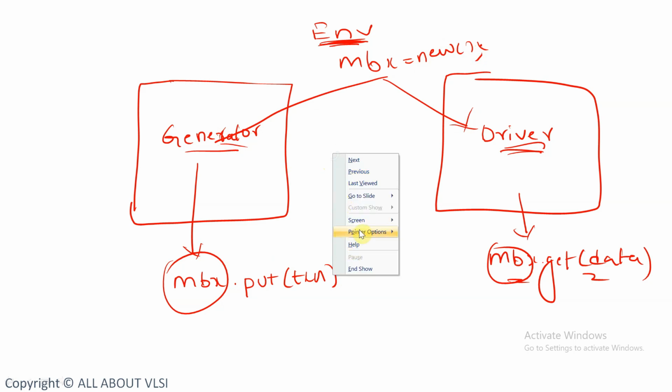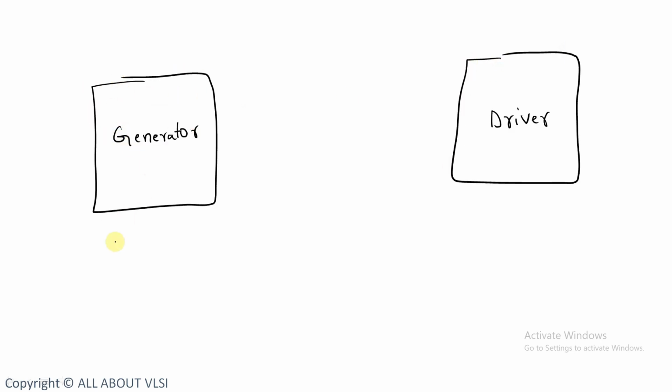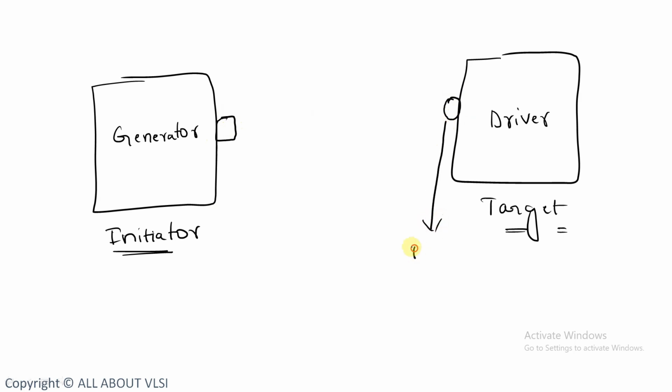Now in the case of UVM, let's say we again have a generator and a driver. Let's say the generator is our initiator and the driver is our target. The initiator will always have a port and the target will have an implementation port. This is an implementation port, and how it differs from export, in a few seconds I'm going to tell you.